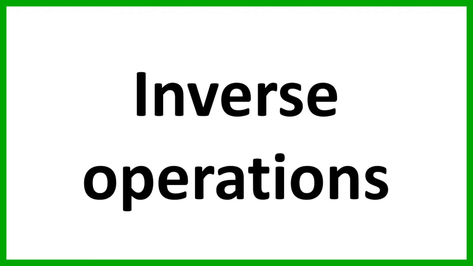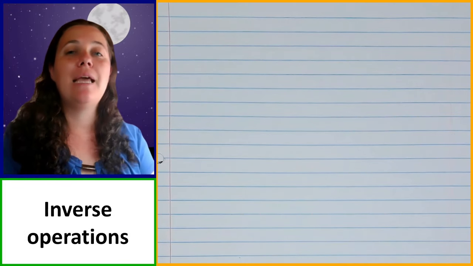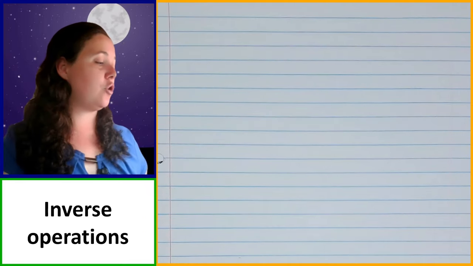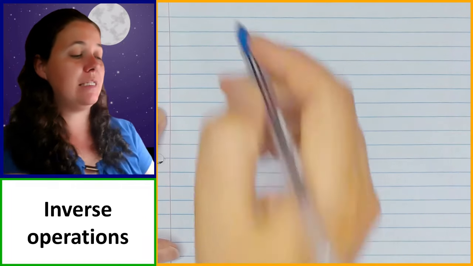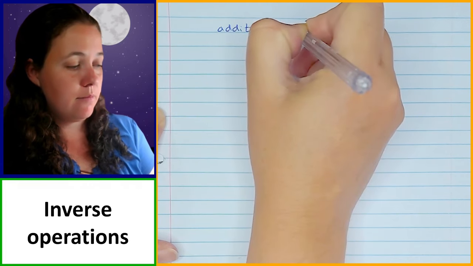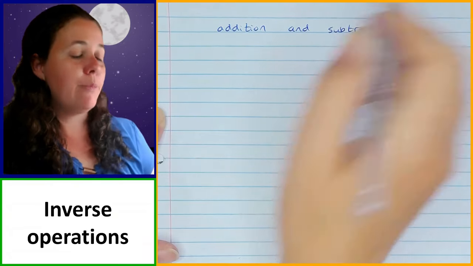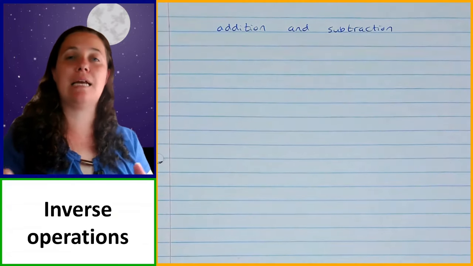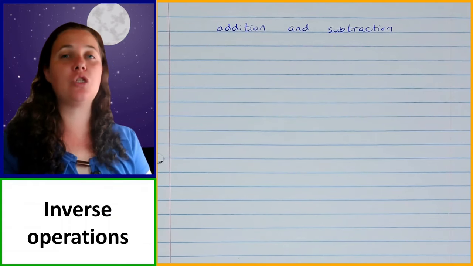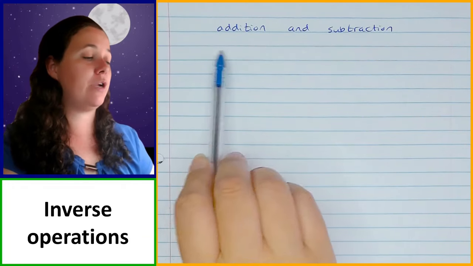We are also going to be using the concept of inverse operations. Now, inverse operations in maths are operations that cancel each other out. So, inverse operations in maths, we have got addition and subtraction, because if I add and subtract the exact same number, it will cancel each other out. If I say plus 2 minus 2, they cancel out and give me 0. So addition and subtraction are inverse operations.